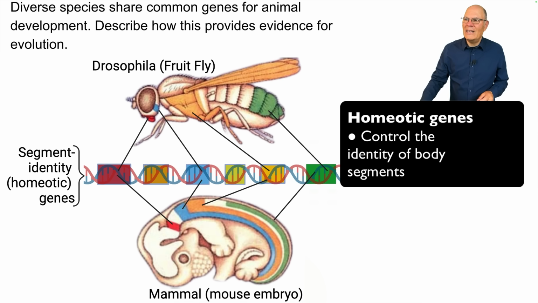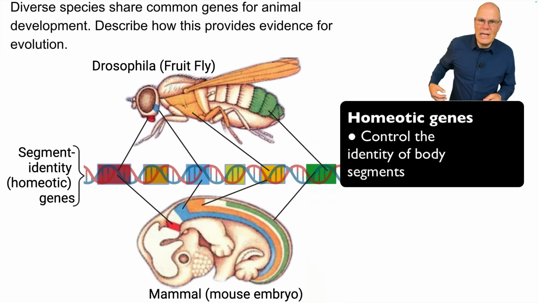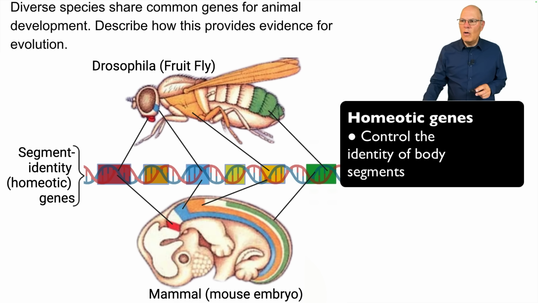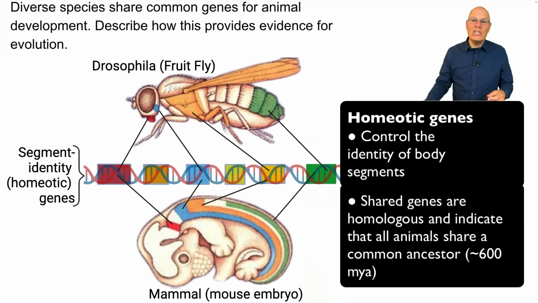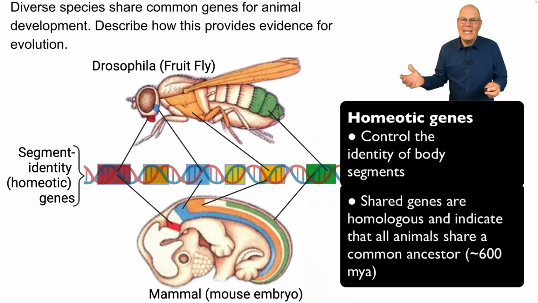Another example of that is homeotic genes. These are genes that basically say that you should have a head up here, and you should have a tail down there, and you should have these appendages over here. And these are common across all animals as diverse as arthropods and vertebrates. And these shared genes, again, are homologies, and they indicate that all animals shared a common ancestor that goes back to the origin of the animal clade about 600 million years ago.